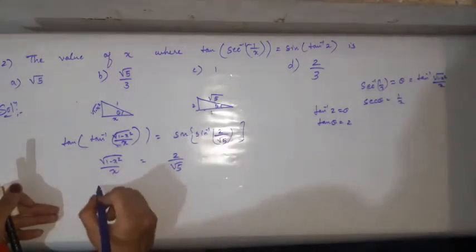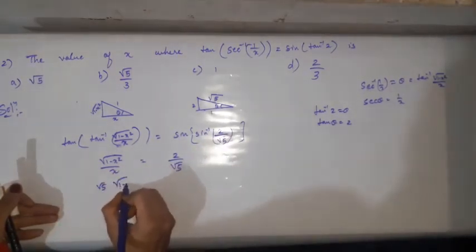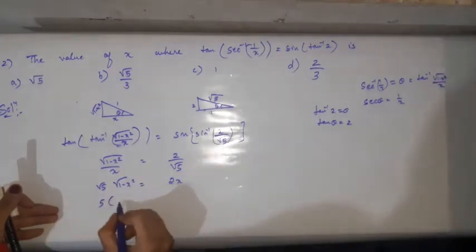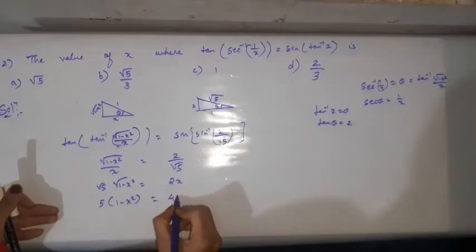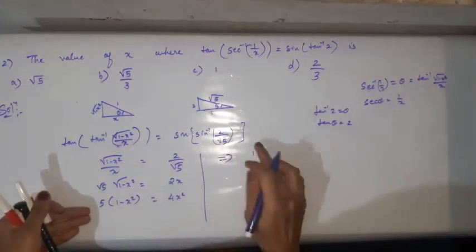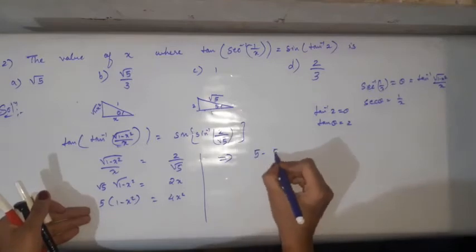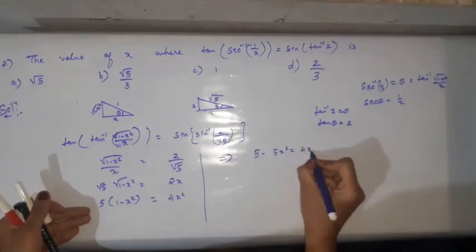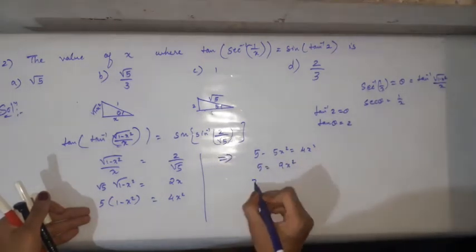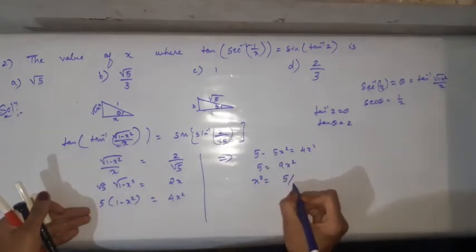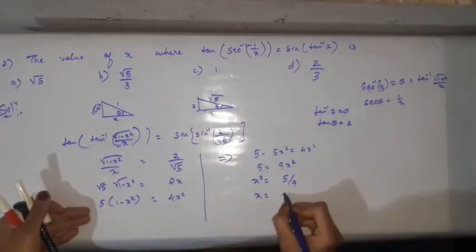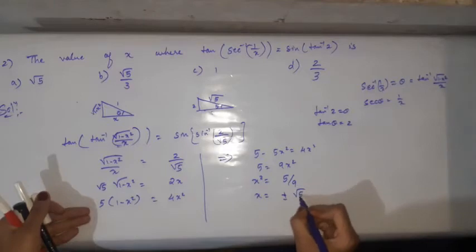So you have root 5 into root of 1 minus x square is equal to 2 times x. Square on both sides. You will have 5 times 1 minus x square. I hope this simplification is very simple for all of you. So we'll just go in a very short and simple way. So 5 minus 5x square equals 4x square. You take your x square that side. You have 5 equals 9x square, or simply x square is 5 by 9. Or x is equal to plus or minus root 5 by 3.